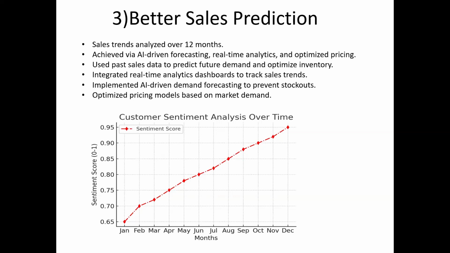So using AI models, we predicted that by providing all this, there's a gradual increase in the number of customers and the number of sales every month if I use this model. This is what better sales prediction actually tells.